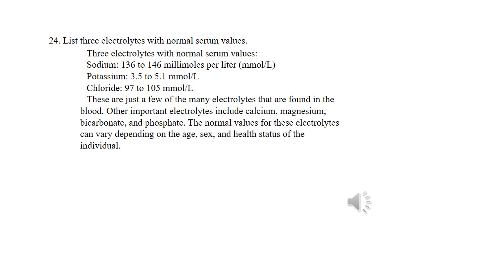These are just a few of the many electrolytes that are found in the blood. Other important electrolytes include calcium, magnesium, bicarbonate, and phosphate. The normal values for these electrolytes can vary depending on the age, sex, and health status of the individual.